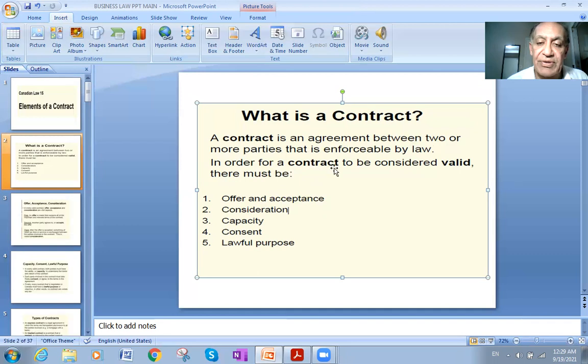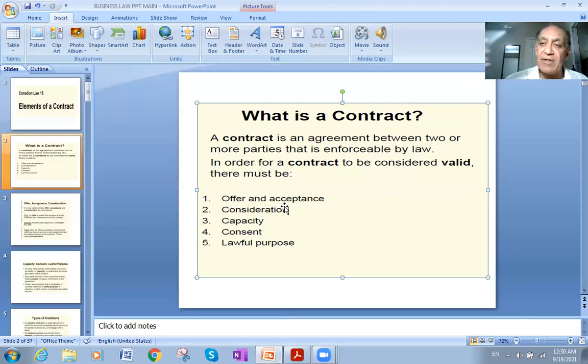In order for a contract to be considered valid, valid means effective, you can trust it, you can depend on it, it is not refused or rejected by courts. Valid means a good contract. There must be offer and acceptance. We talked before about the offer, the offerer and the offeree, and the difference between them. There must be an offer, and there is acceptance for this offer.